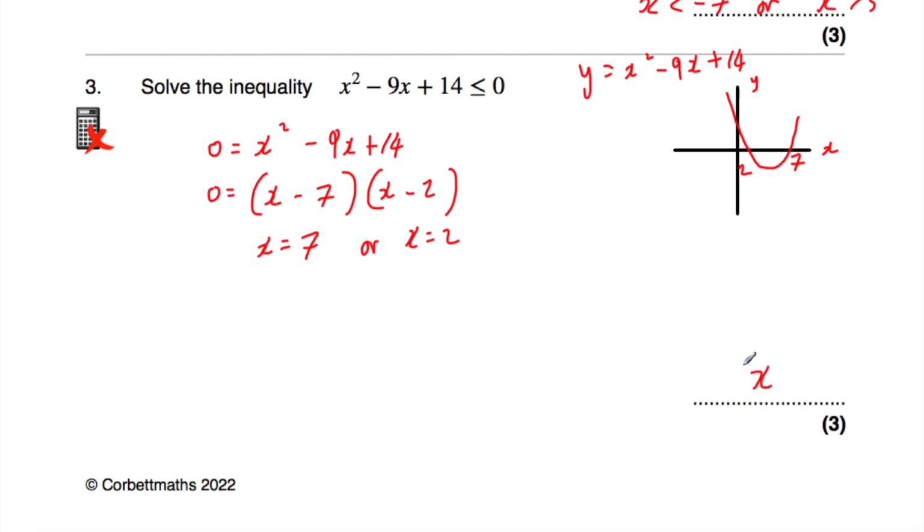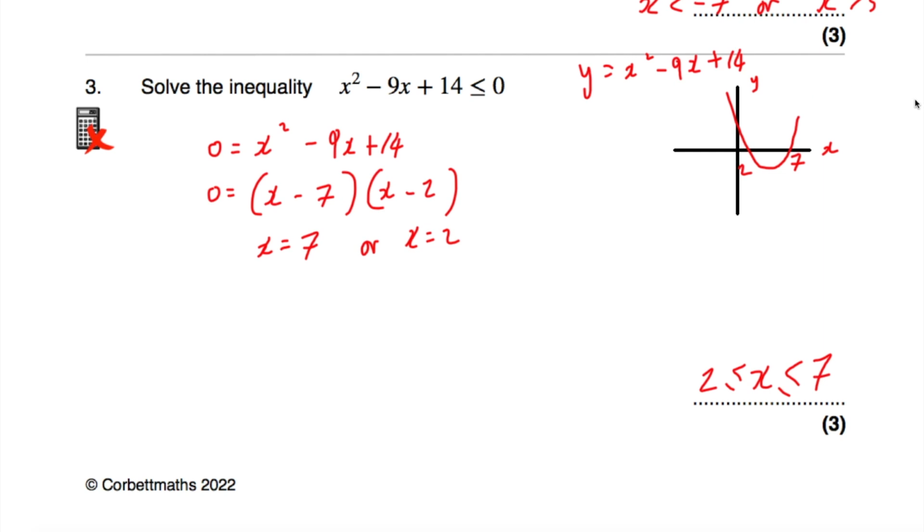So x is going to be bigger than or equal to 2 but less than or equal to 7, because any value of x that is in between or equal to 2 and 7 would give us an answer that's negative or 0. So let's for instance try 3. If we were to do 3 squared, take away 9 times 3 plus 14, that's going to be negative. And obviously all those values that are bigger than or equal to 2 but less than or equal to 7 would work. So that's it, that's our solution.